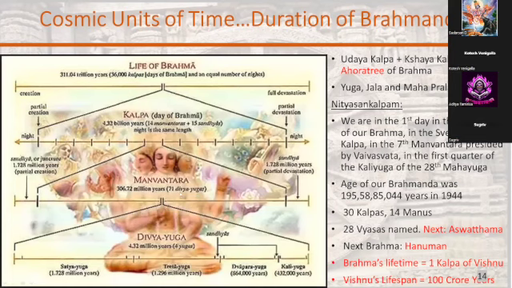Right? So then 14 Manvantaras in one Kalpa. That's where that 71 comes in. So we still have so many more Mahayugas to go. We are in the 28th right now. That makes sense. Thank you. Any other questions?